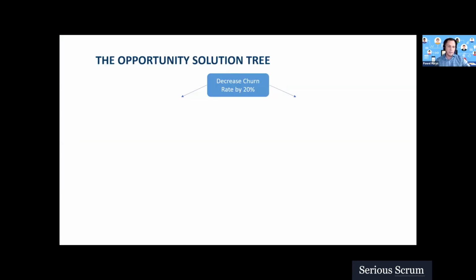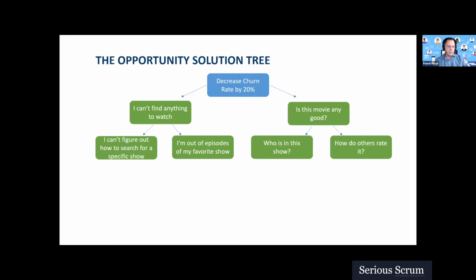So when we perform customer interviews, we typically first want to understand the problems that our customers have. Of course, we start with some goal that can be expressed like an objective key result, like decrease churn rate by 20%. Of course, it will be more detailed.